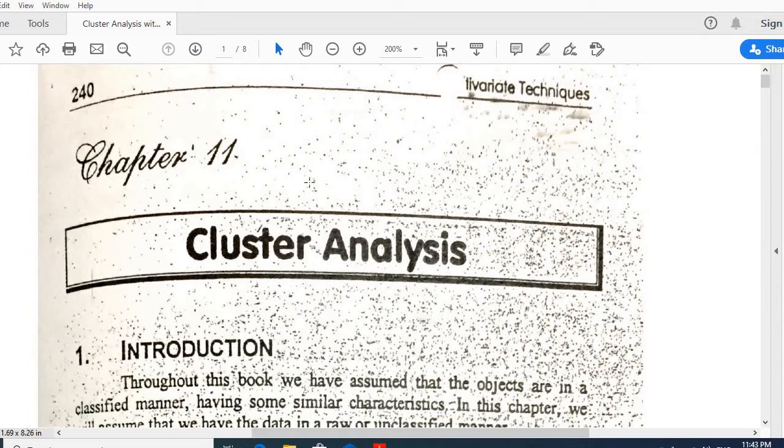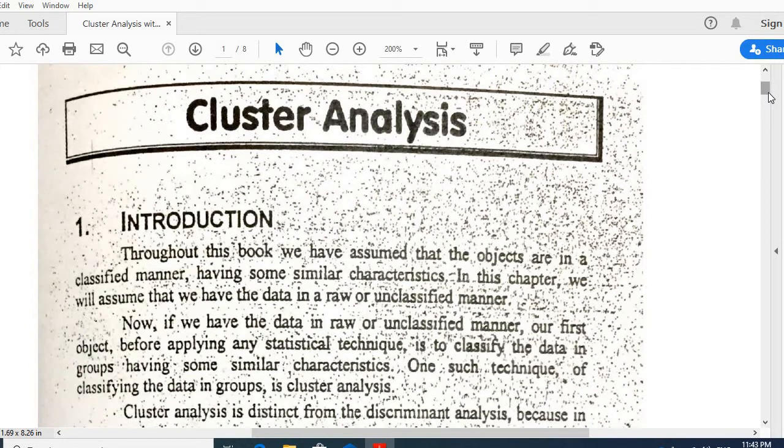Listen attentively. In the topics which we have covered in this course till now, we have assumed that the objects are classified in some manner having some similar characteristics. But in this chapter, we will assume that we have data in a raw or unclassified manner. Now, if we have the data in a raw or unclassified manner, our first objective before applying any statistical technique is to classify the data into different groups having similar characteristics.